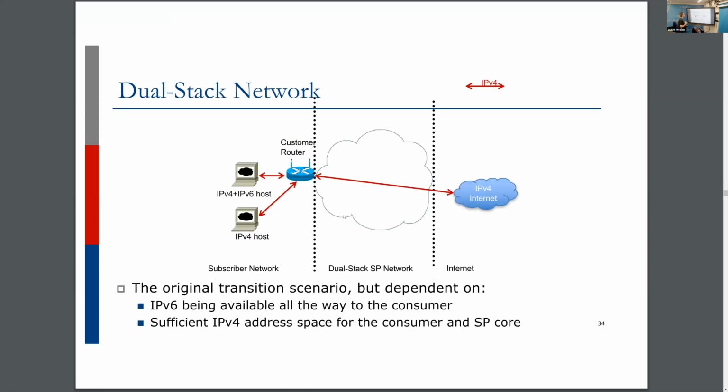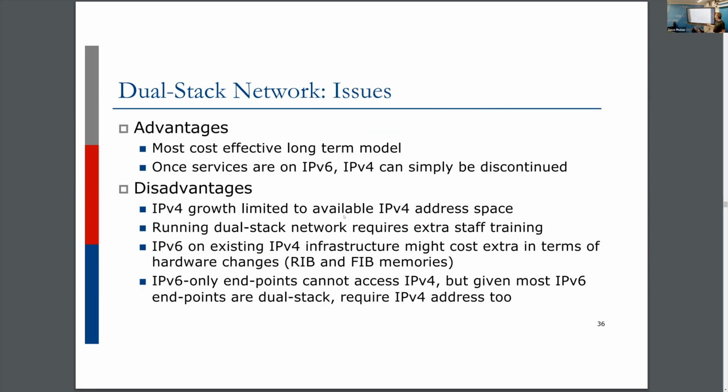So in our dual stack network, we have V4 and V6 going out as per normal. We also have native access to our V6 network. So this is our traditional dual stack. I've got enough native V4 and I can just go and throw V6 in on top. This is the most cost-effective long-term model. And once more services turn up on IPv6, we can just turn IPv4 off.